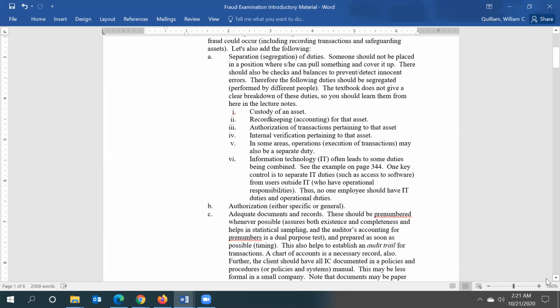Then, internal verification pertaining to the asset. Internal verification means that somebody checks over everything they possibly can on an ongoing basis. A bank reconciliation for cash is a good example of that. Sometimes internal verification is not done effectively, or it's not done at all.